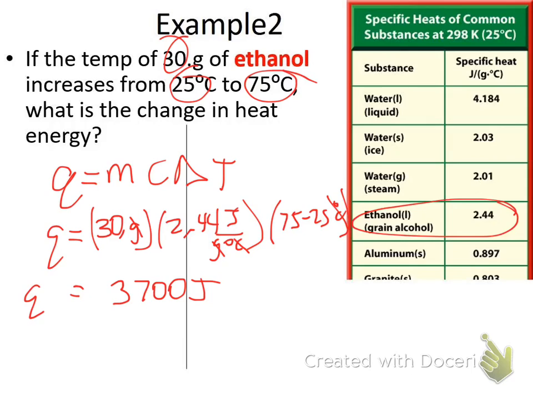T2 minus T1 is final minus initial. Then you can tell whether it's increasing or decreasing. Another way of thinking about it is if you find the difference, then you can assign a sign whether it's going up or down, whether it's positive or negative. The difference is clearly 50, and it's going up, so it should be a positive 50. And you get a positive 50 by subtracting 75 minus 25.